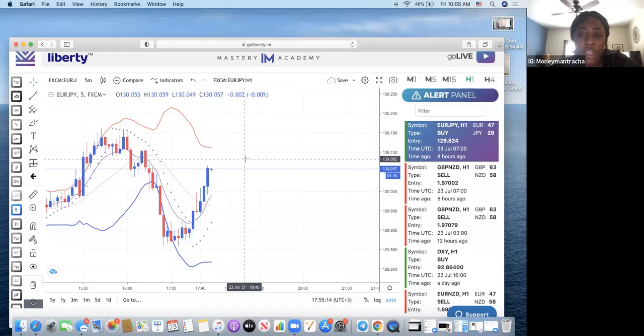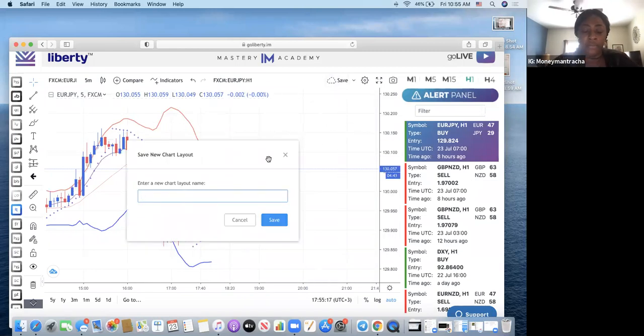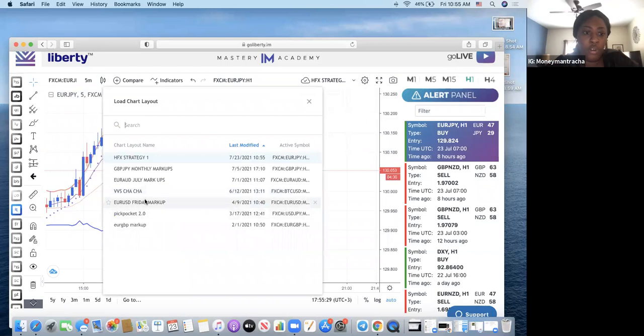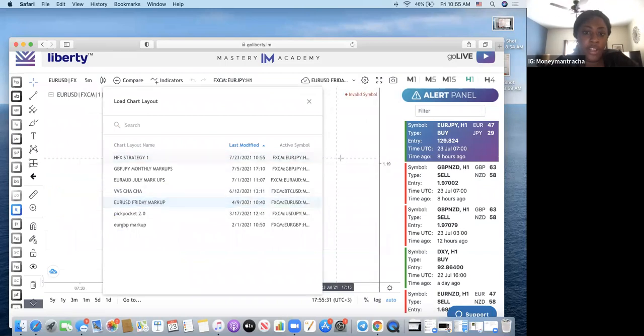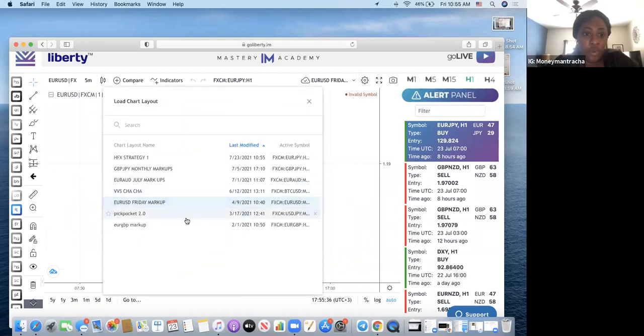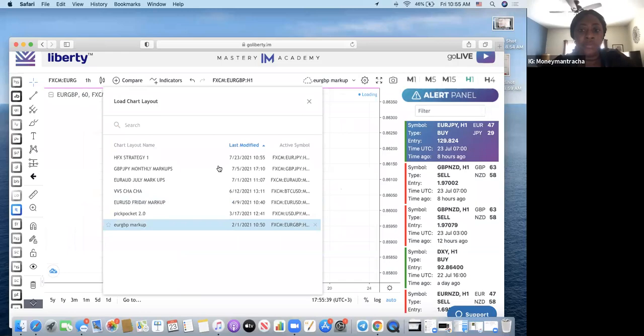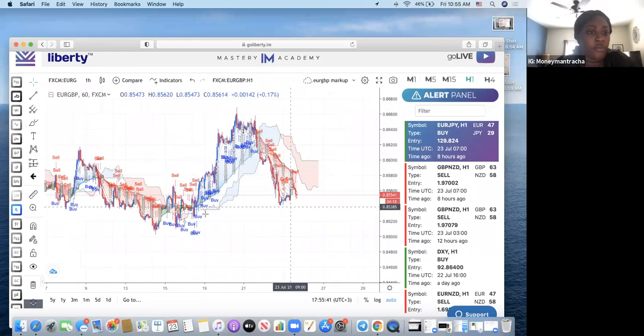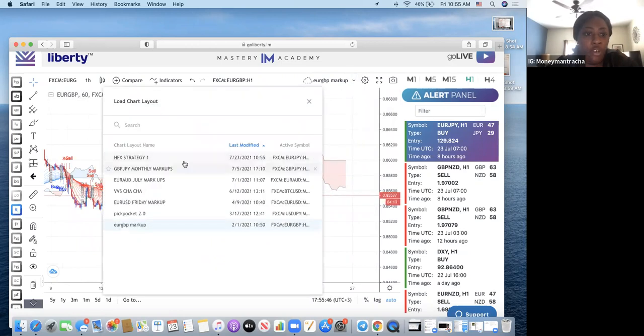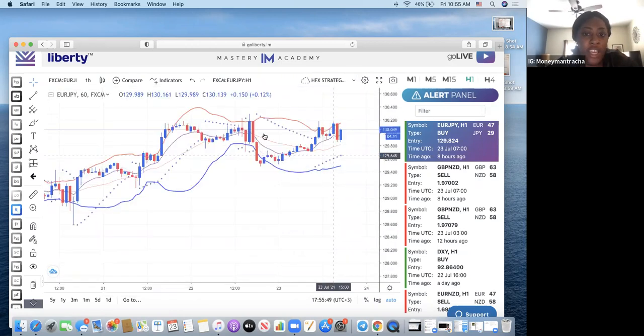So once you actually load the indicators that you like, you just click save, and then you can save it as HFX strategy, right? You can save it as HFX strategy 1. So now every time you log in, you can just load your strategy, click load chart layout. You load whichever chart you want to load up. Let me go with Euro GBP markup. Well, the markups aren't valid because it was a long time ago, but that's how you would load up the chart that you just did. Okay. So I'm going to load up my HFX strategy 1 and everything I just did will pop up.